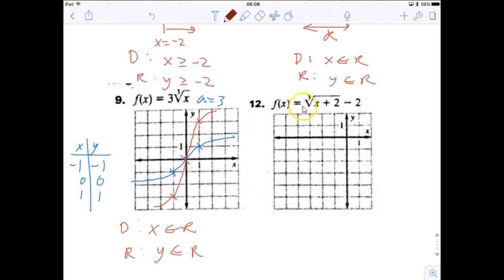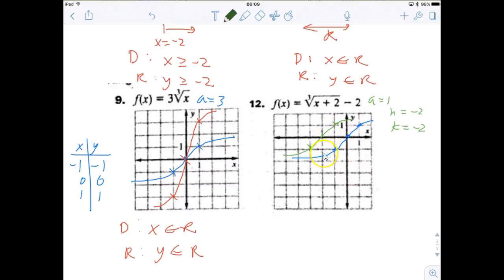Now I want you to do the next problem. I want you to identify a, h, and k. I want you to draw the parent function. Then I want you to execute the transformation in 2 steps, and then come back and check.